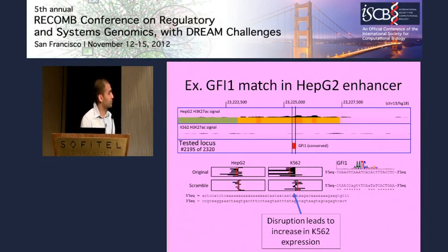So, for example, for GFI1, we tested GFI1 motif instances in HepG2 enhancers with the hypothesis that while GFI1 is expressed in K562, it might be turning this region off. And by testing this, we'll see the expression actually go up. And we do in this example. So you see this expression is lower than baseline in K562, and then it increases upon removal of the GFI1 binding site, suggesting that, again, maybe this enhancer would be on in K562 were it not for this binding site that was turning it off.